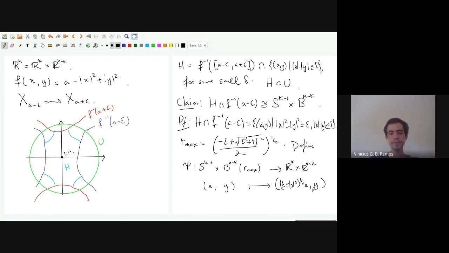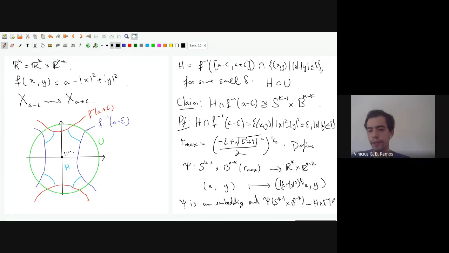So anyway, it's not very hard to see that this psi is an embedding, and it's kind of obvious that it's an embedding, and that the image of this guy is exactly equal to the domain in question. So I'll let you verify this. This is now a simple calculation.